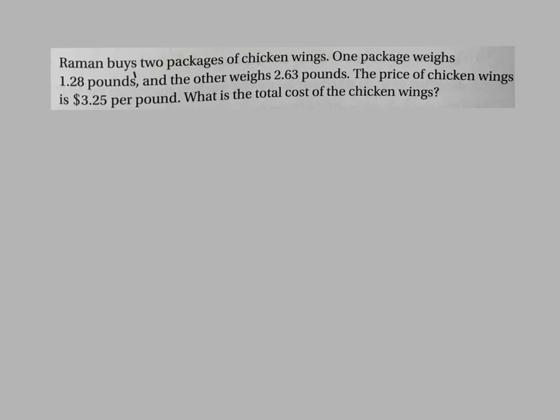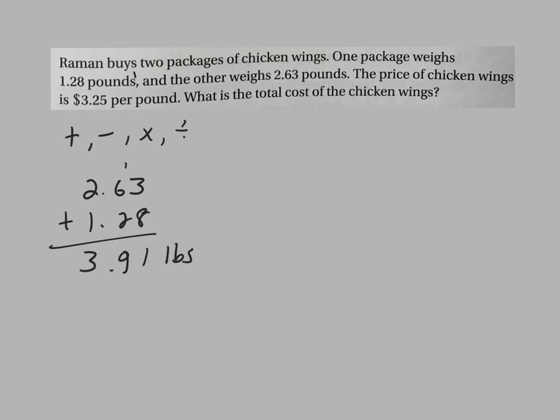Raman buys 2 packs of chicken wings. One pack weighs 1.28 pounds and the other weighs 2.63 pounds. The price of the chicken wings is $3.25 a pound. What do we have to do? Add, subtract, multiply, or divide? Well, there are 2 steps here. First, we need to figure out the total pounds of wings. So it's 2.63 pounds plus 1.28 pounds. So we get 3.91 pounds of chicken.